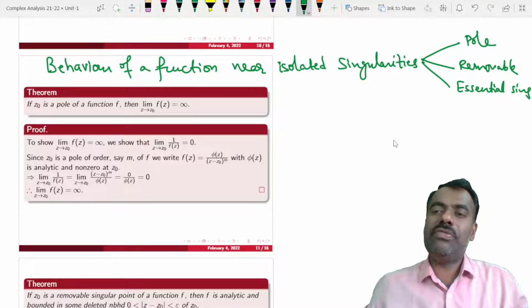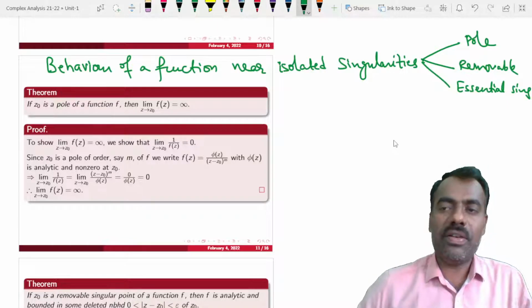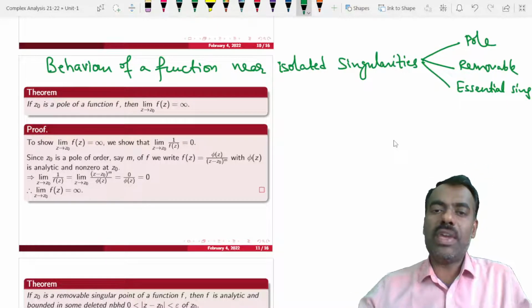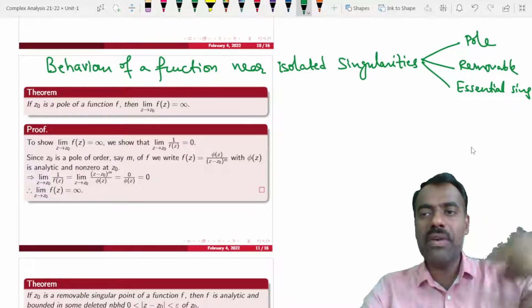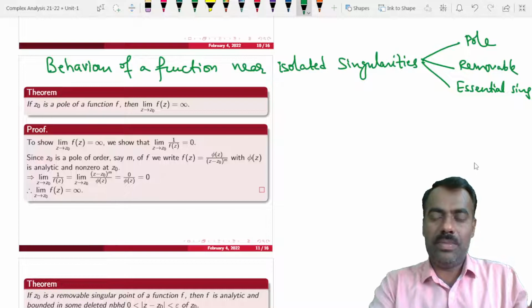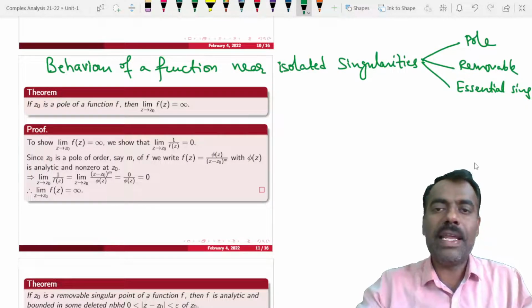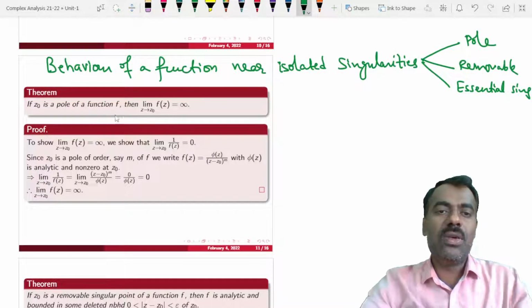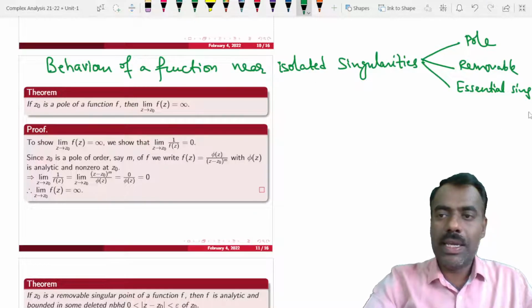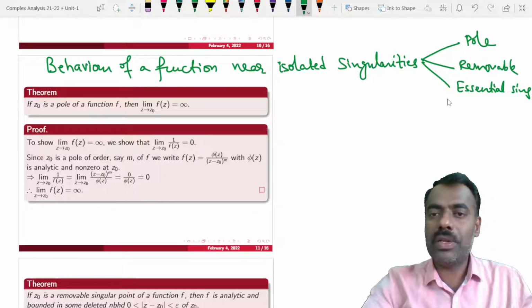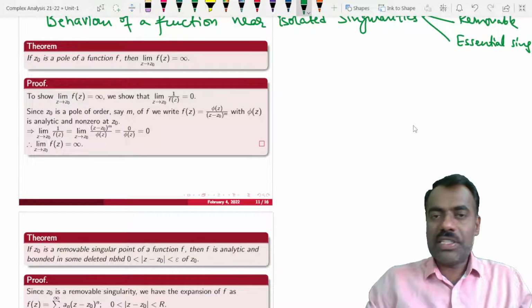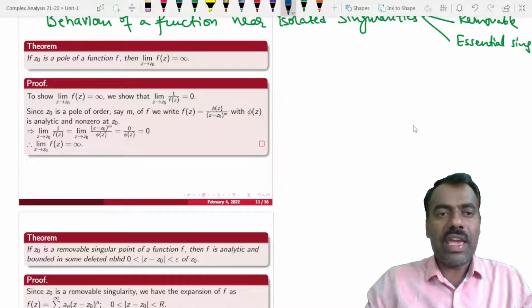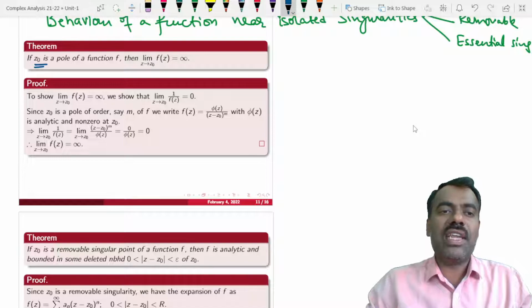So if z naught is a pole of a given function f, what can you say about f near that point? What value does f take, or how does f behave in a neighborhood of that z naught? Similarly, if z naught is a removable singularity, what can you say about f near that point? If it is an essential singularity, what can you say about f in that neighborhood? Fine. First, let's start with z naught being a pole of the given function f.